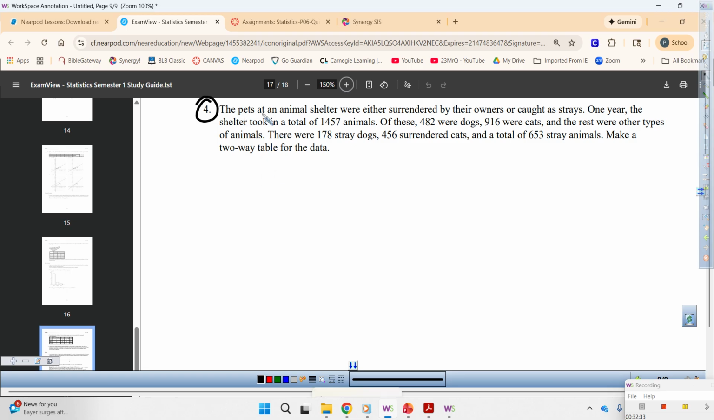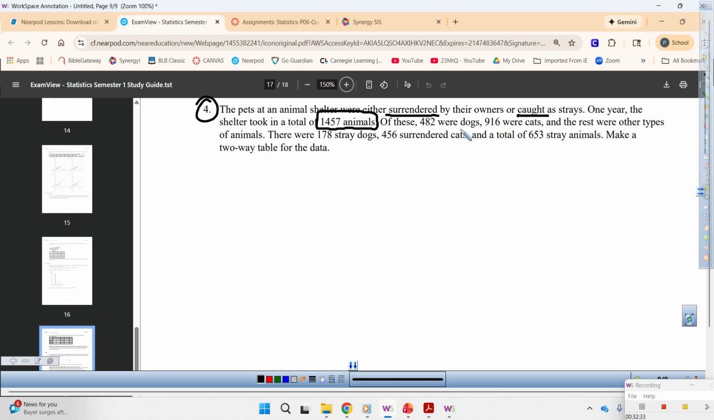It reads, the pets at an animal shelter were either surrendered by their owner or caught astray. Tell your neighbor how many types of animals do they have at a shelter? 2 types. What are they? Surrendered or caught. So that's important information. Surrendered or caught. Okay. 1 year, the shelter took in 1,457 animals total. Of these, 482 were dogs, 916 were cats, and the rest were other types.